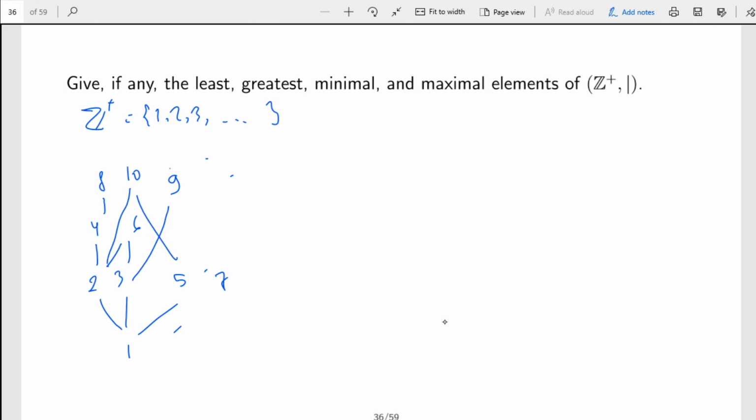So clearly this element is 1, because of course 1 divides A for all positive integers A.